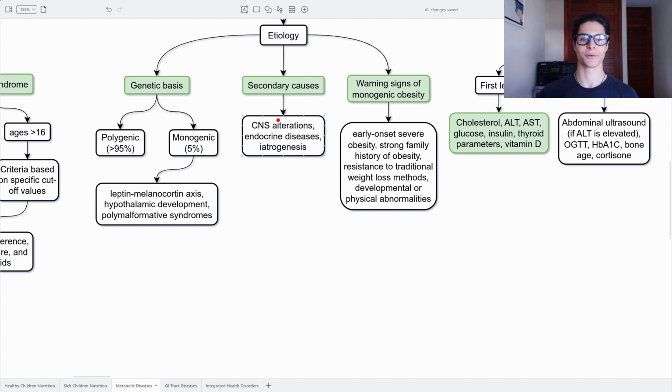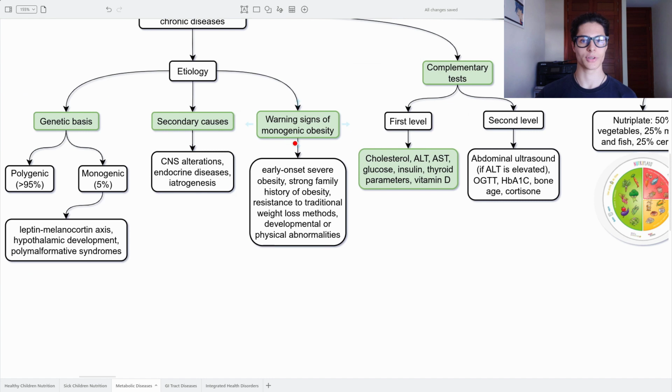On the other hand, secondary causes are derived from central nervous system alterations, endocrine diseases, and also iatrogenesis, which is the disease of one's own. What are the warning signs of monogenic obesity? Well, the early onset severe obesity, a strong family history, of course, a resistance to traditional weight loss methods, and the developmental and physical abnormality.